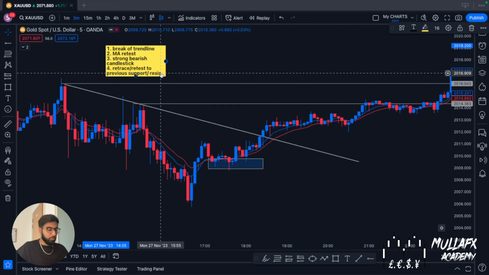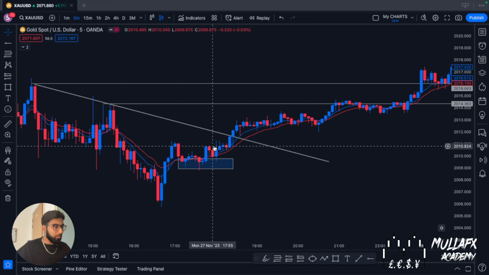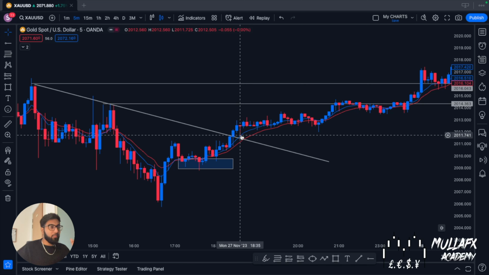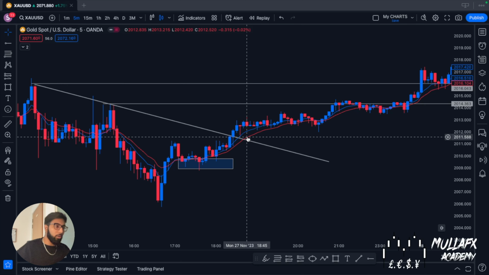First confluence, higher low. Already indicating that price could be going towards the upside. Third confluence, breaker structure. What happens next? Well, we have not a trend line retest, but we have a moving average retest.